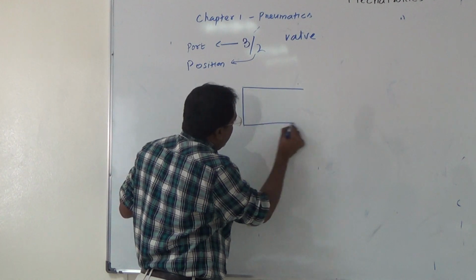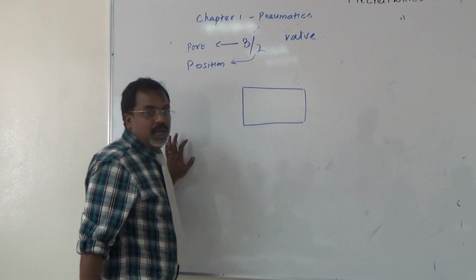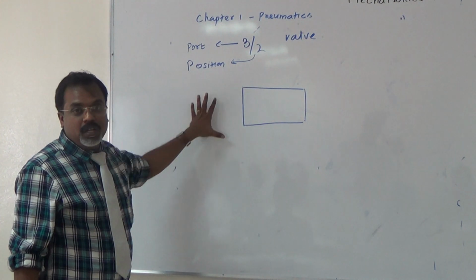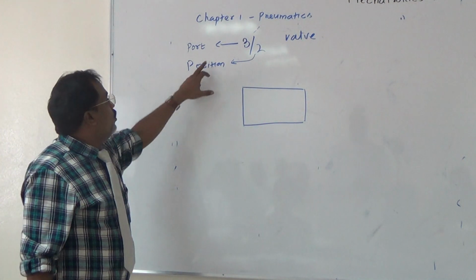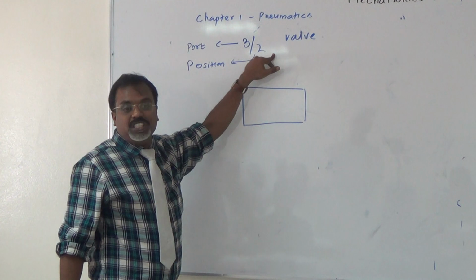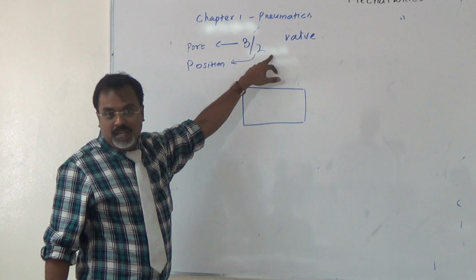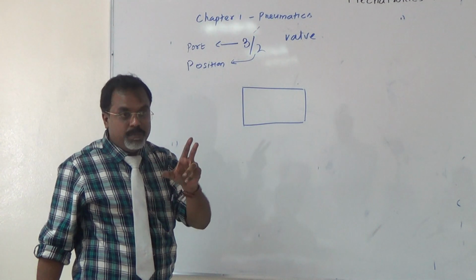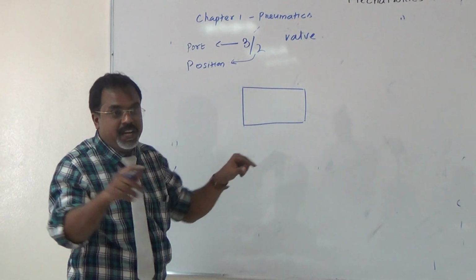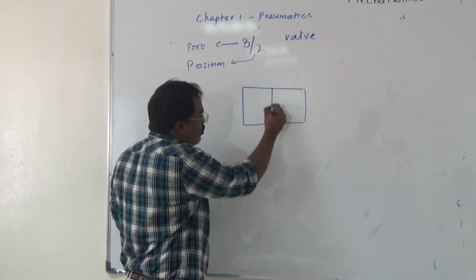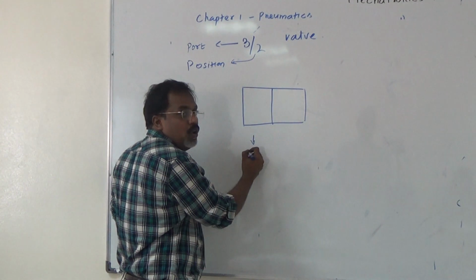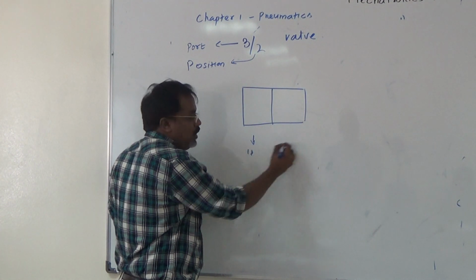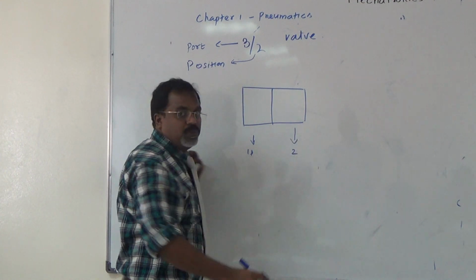This is a rectangle. Then how to make the symbol? Symbol of the 3/2 valve. The first thing, you have to give importance to this 2 position. What is in the denominator? The denominator is 2. The meaning is 2 positions. In the symbol, you have to divide the rectangle. This is one position, and this is another position.